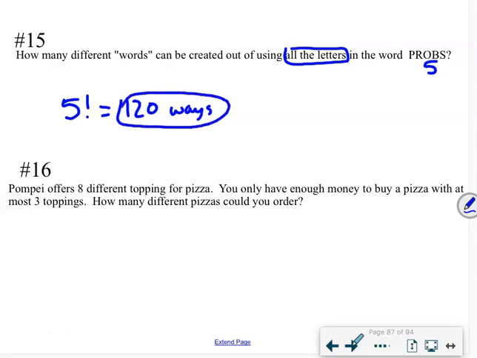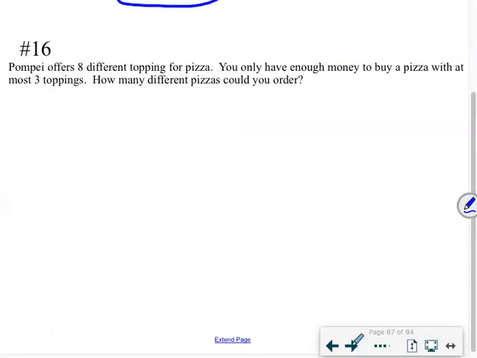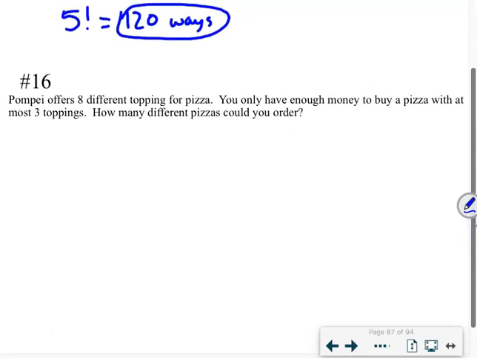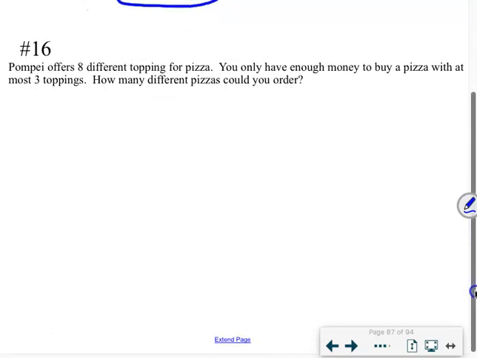Number 16, Pompeii offers 8 different toppings for pizza. You only have enough money to buy a pizza with at most 3 toppings. How many different pizzas could you order? At most 3. We have to think about what that means. So that means we could get a 0-topping pizza, or a 1-topping pizza, or a 2-topping pizza, or a 3-topping pizza. That's at most 3.